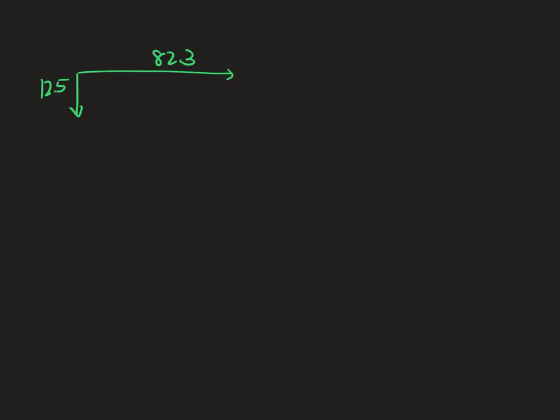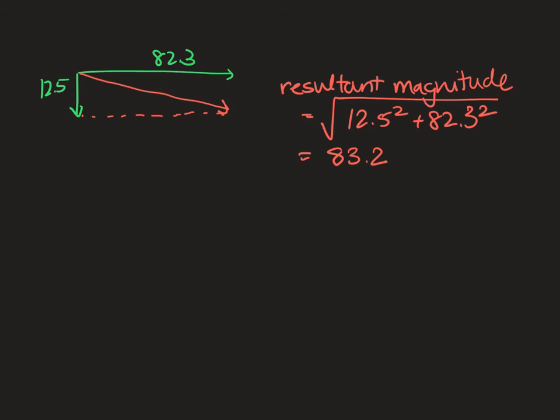So now we need to put this information together, and so we have our components, and now we need to get the resultant. So the resultant is going to be, if I added these two, the diagonal right here of this rectangle. Okay, so how do I get the length of that rectangle? We're just using Pythagoras. So 12.5 squared plus 82.3 squared, and get the square root of it. So there it is. When I put up my calculator, I'm going to get 83.2.